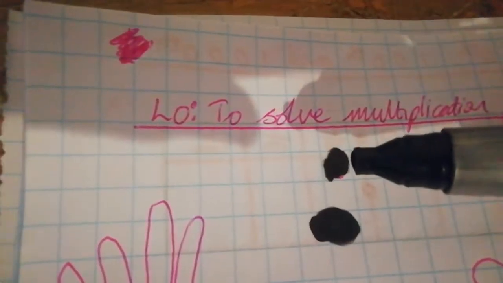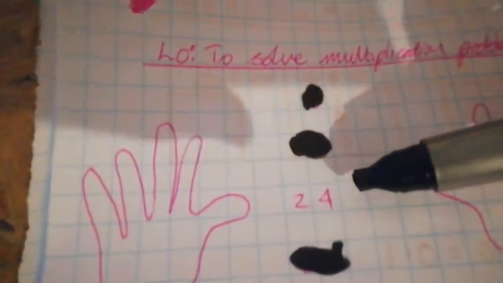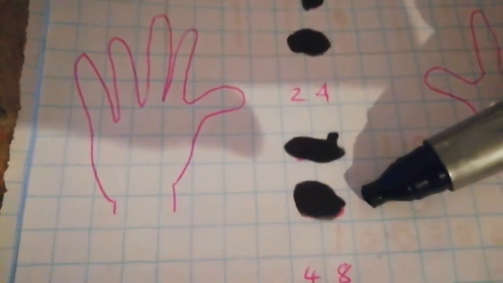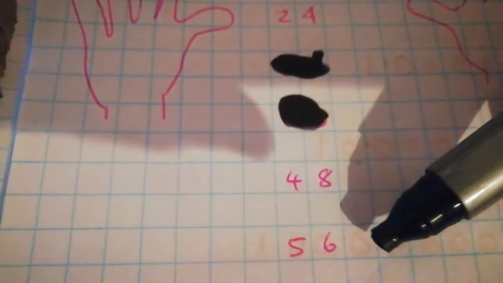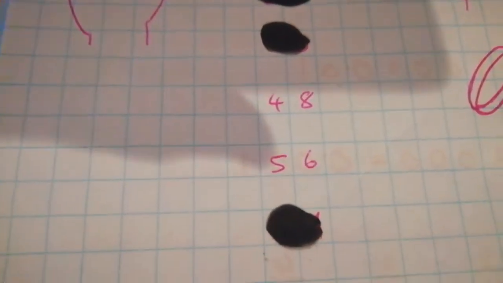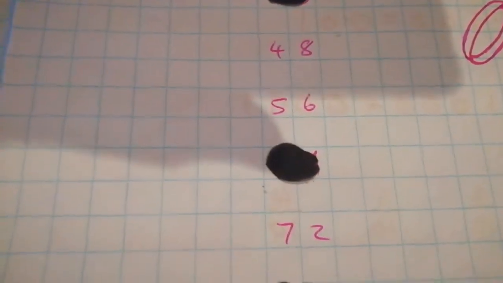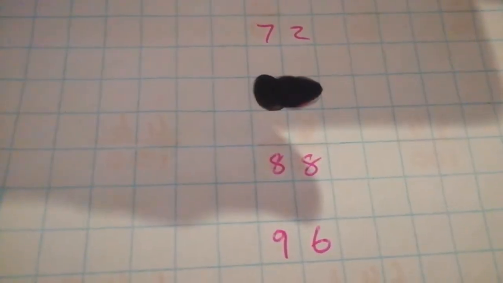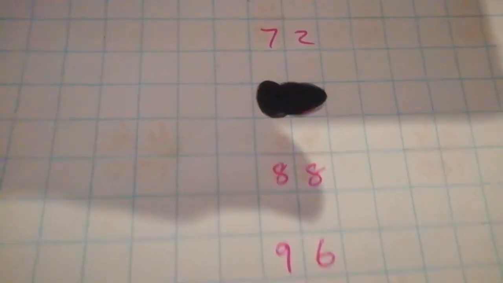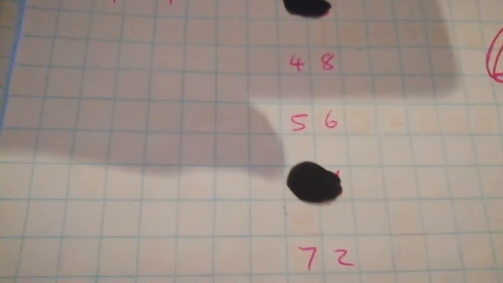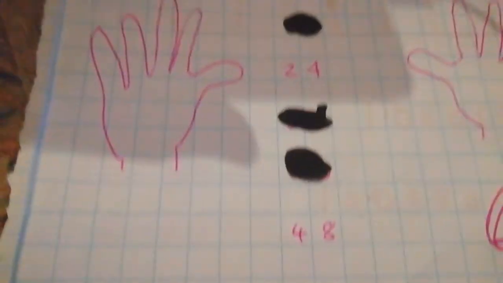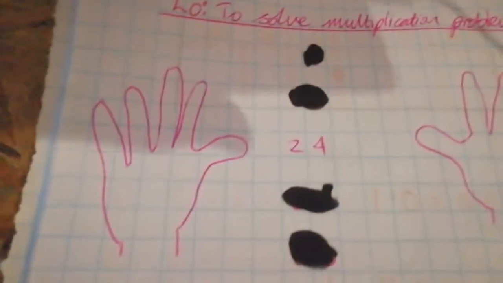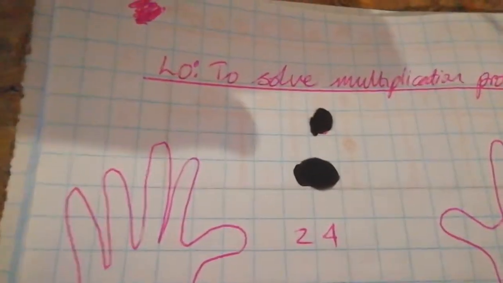Here we go, all the way up. 8, 16, 24, 32, 40, 48, 56, 64, 72, 80, 88, 96, 96, 88, 80, 72, 64, 56, 48, 40, 32, 24, 16, 8.